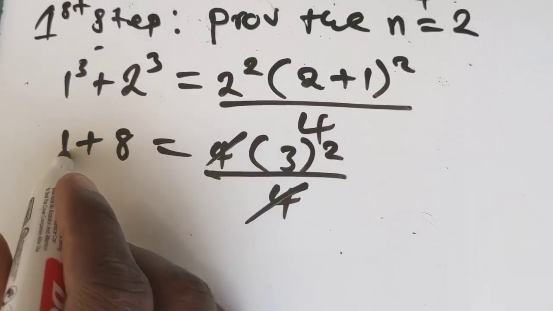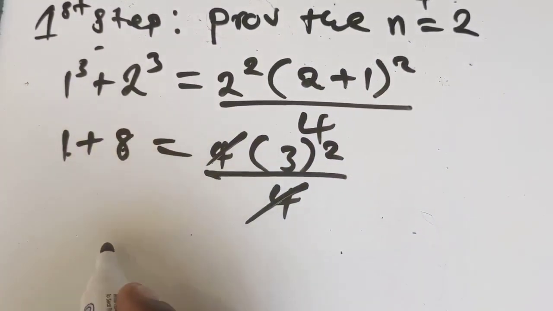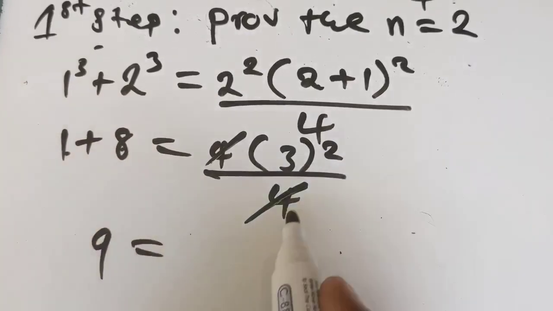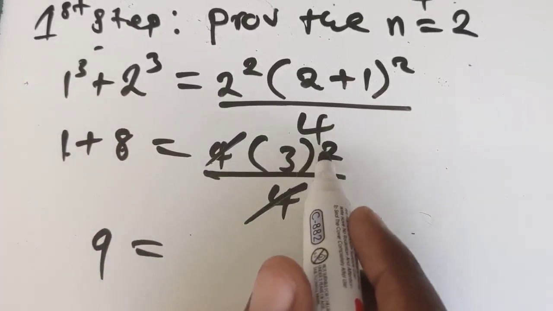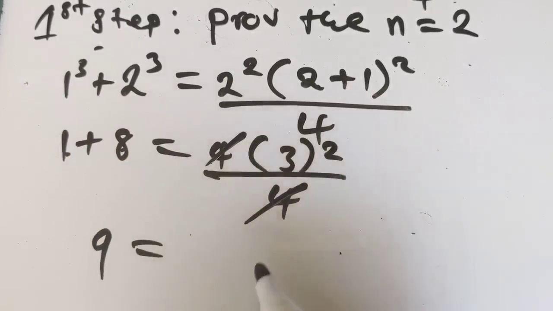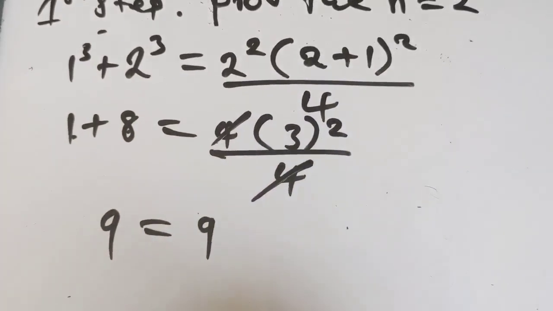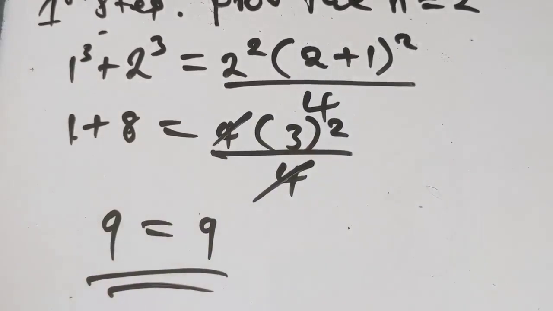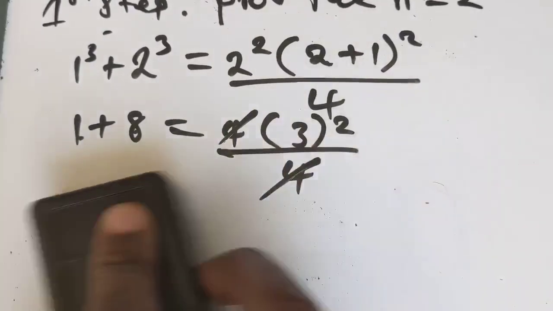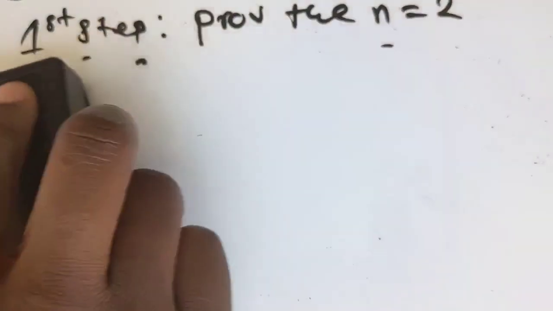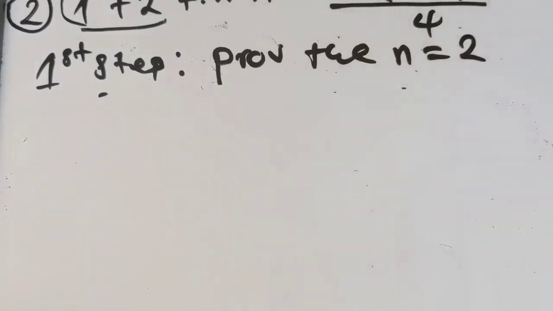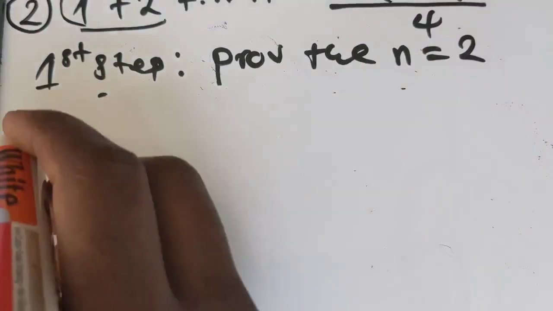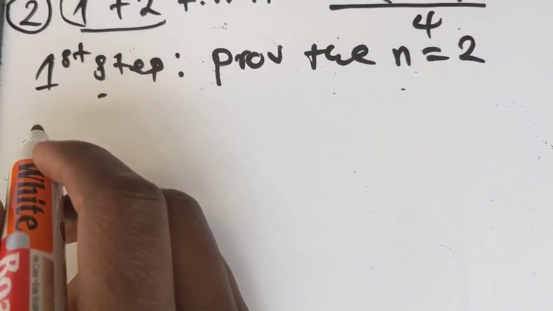So you have 1 plus 8, it is 9, equal to 3 to the power 2, which is 9. So the statement is true for n is equal to 2. That is the first step. So now we are going to step 2.